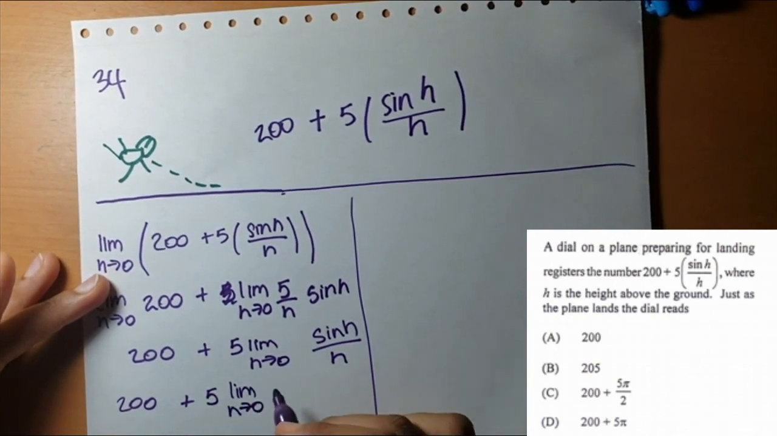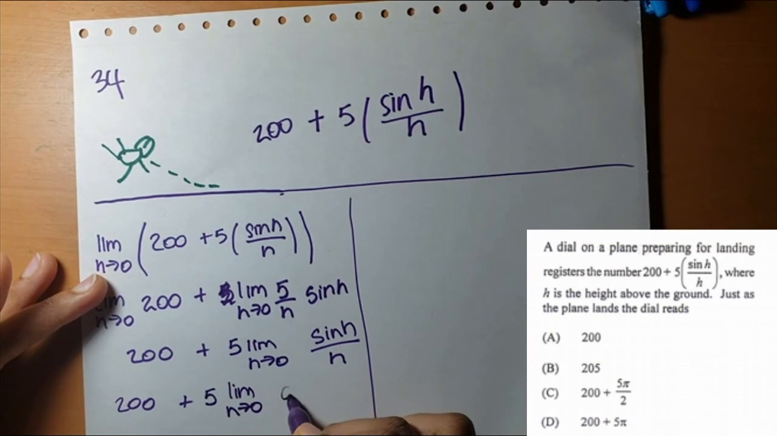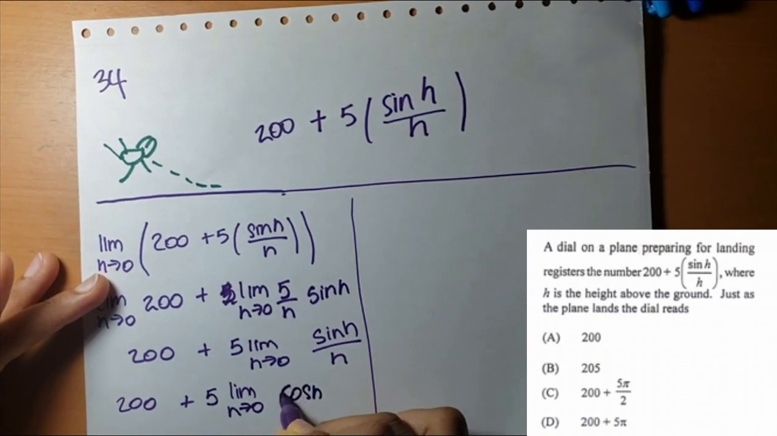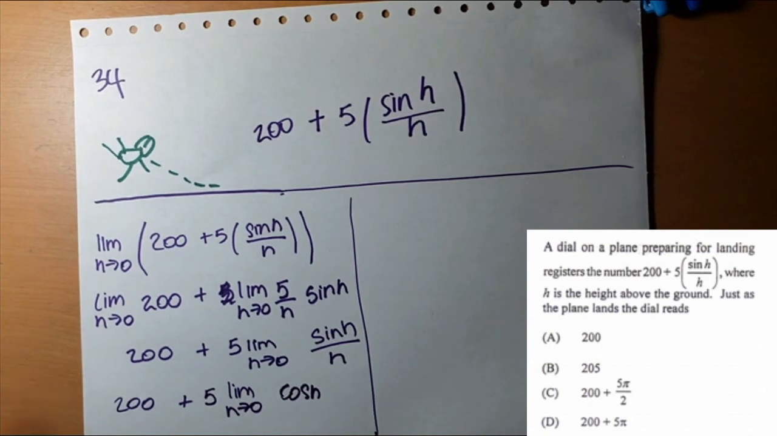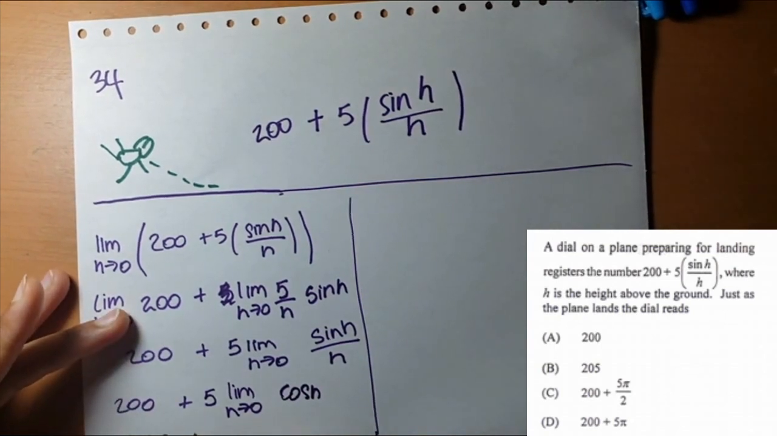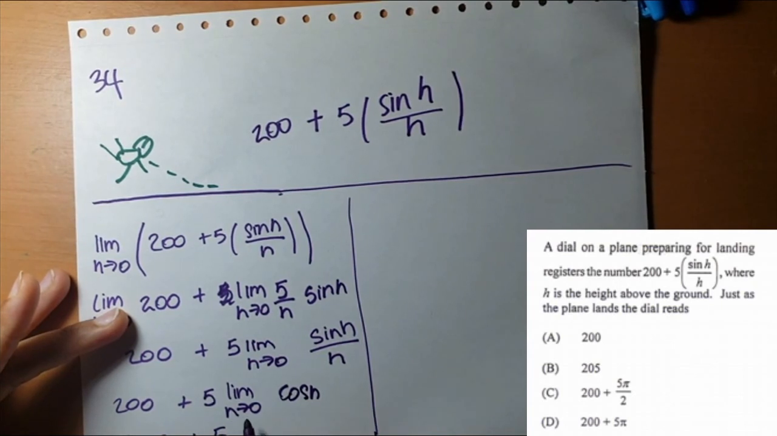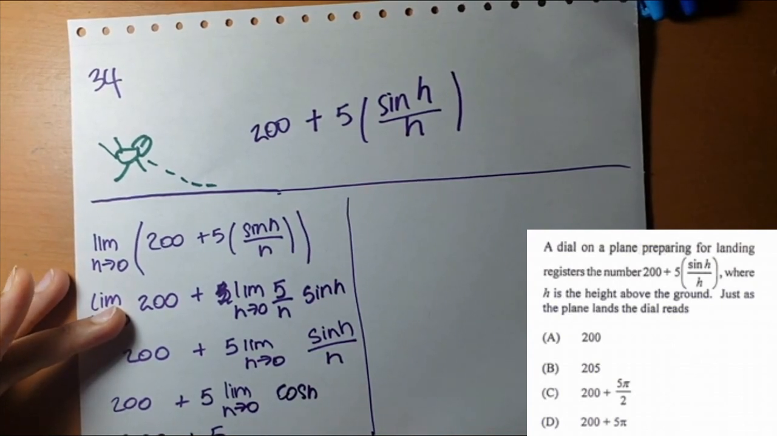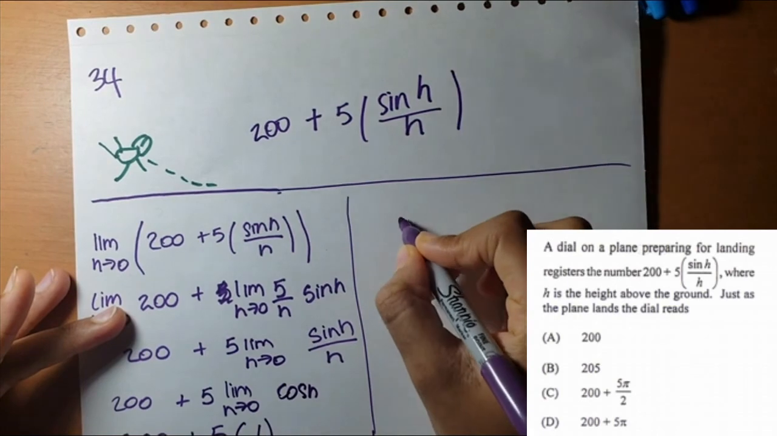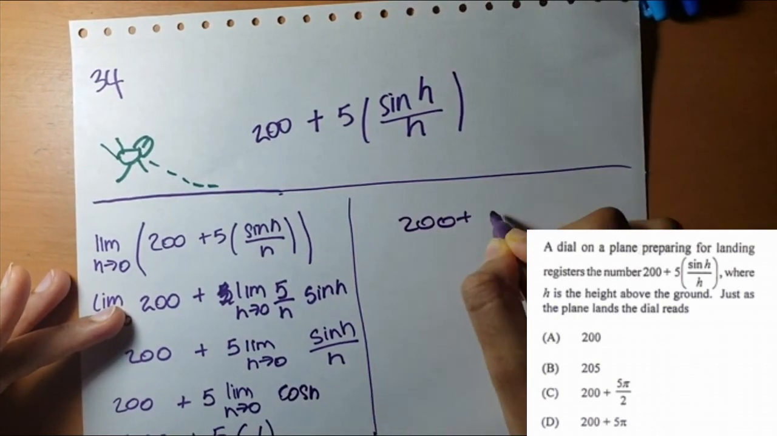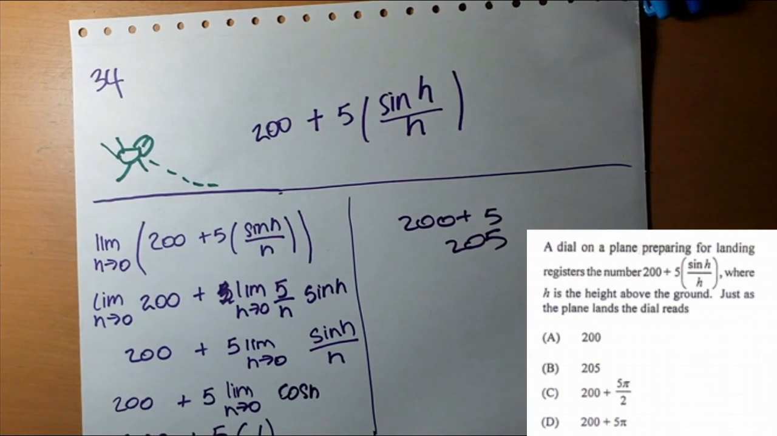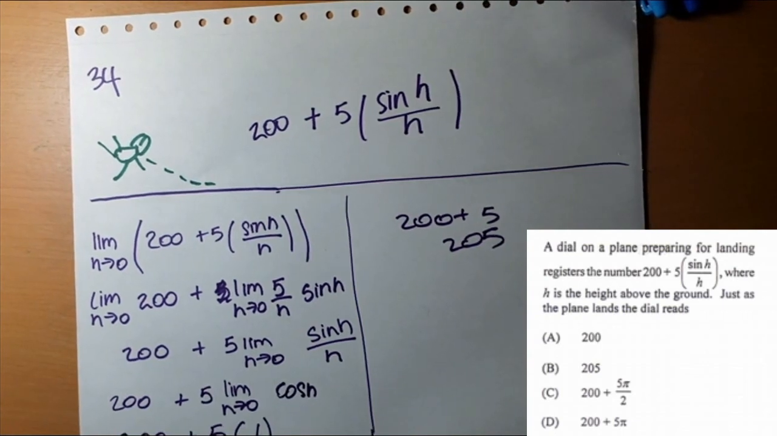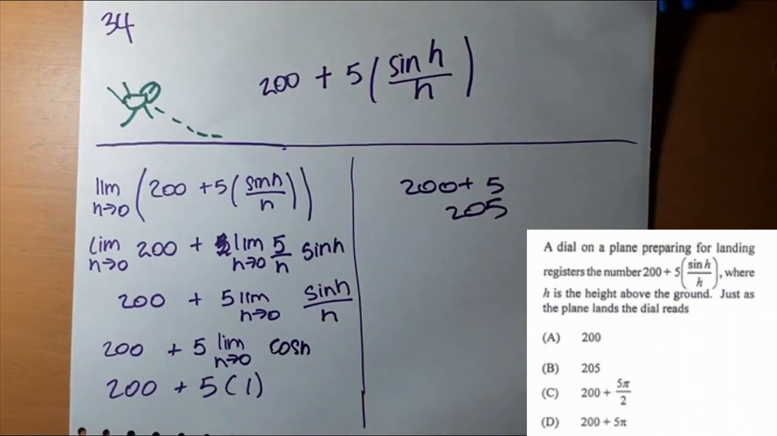When we differentiate the top, we get cos h. When we differentiate the bottom, it's just 1, so I'm not going to write it because it's a waste of time. So now we have 200 plus 5 times the limit as h approaches 0 of cos h, which is equal to 1. So that's 200 plus 5, which is equal to 205. It's literally just algebra once you understand what you're doing, you know? Just algebra once you understand what you're doing.